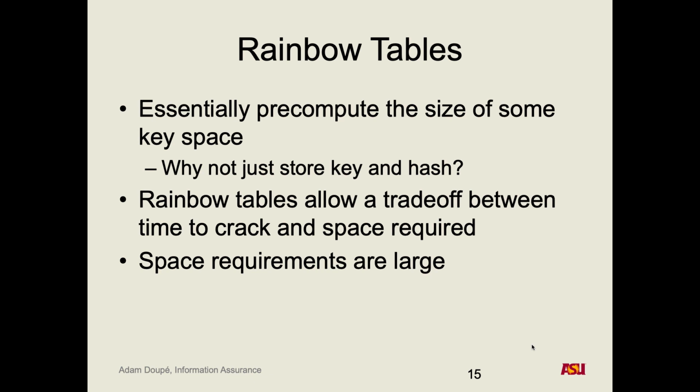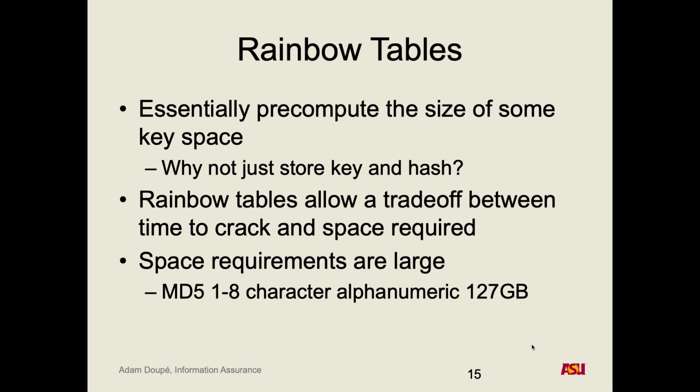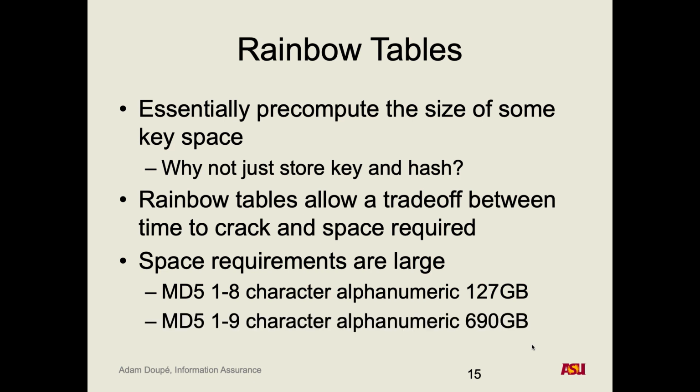So for instance, you can download, and these are actually probably one of the best instances of torrents, a rainbow table for MD5 that has all 1 through 8 character alphanumeric values in 127 gigabytes. But if you want to extend that to all 1 through 9 character alphanumeric characters, it's 690 gigabytes, right? So super cool attacking technique.